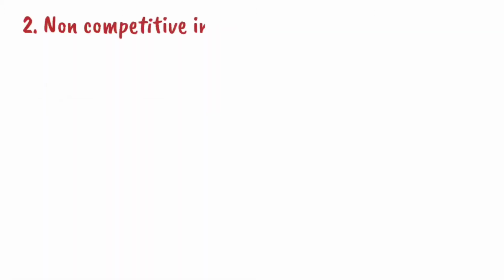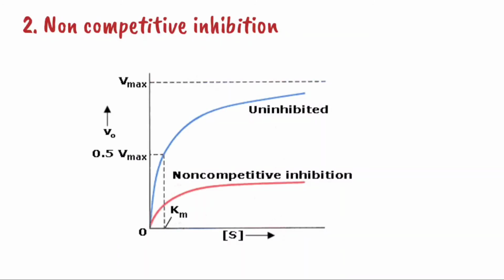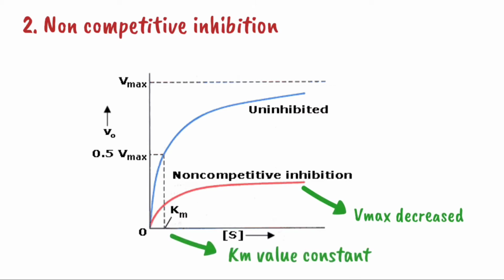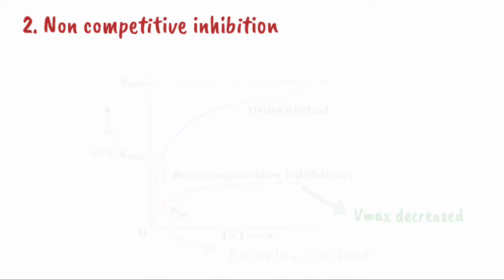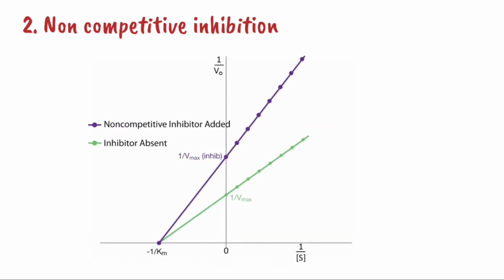Second one, non-competitive inhibition. In the presence of a non-competitive inhibitor, Vmax is decreased, but Km value is unchanged. The graph shifts upwards since 1 by Vmax increases. The two graphs intersect at the x-axis.